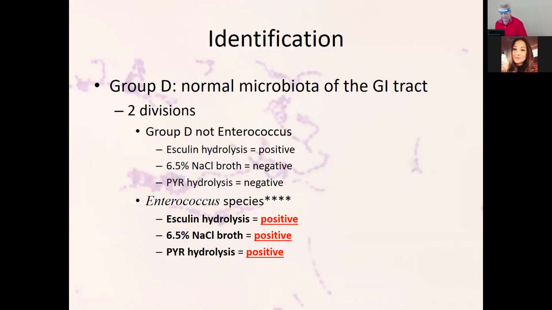So that leaves us with group D. I tell you, we talk about A and B, and then here's group D. Normal microbiota of the GI tract. These are our enterococcus. Okay, so we have enterococcus and not enterococcus. And what makes an enterococcus, this is our faecalis and our faecium, what makes them different than the non-enterococcus is three things. Esculin hydrolysis, 6.5% sodium chloride growth in that broth, and PYR hydrolysis again. So PYR hydrolysis shows up again with group D.